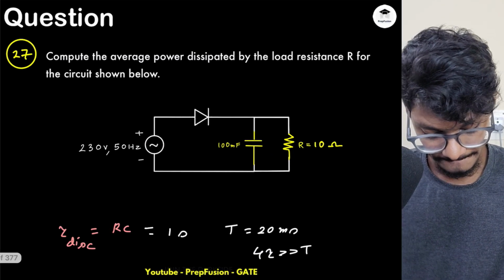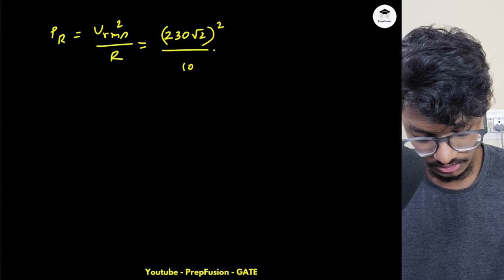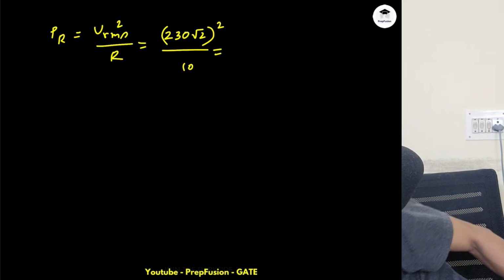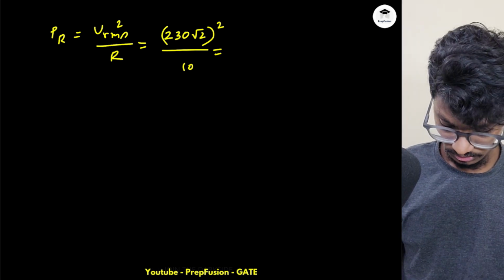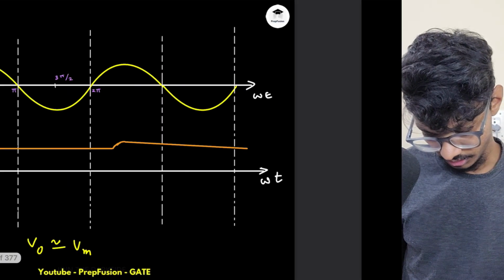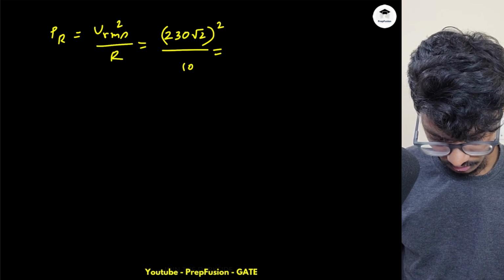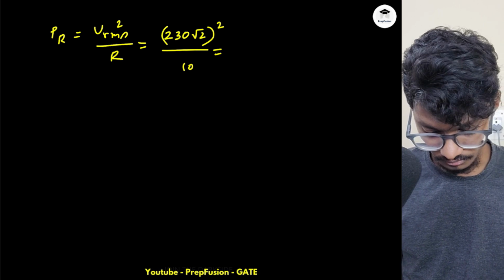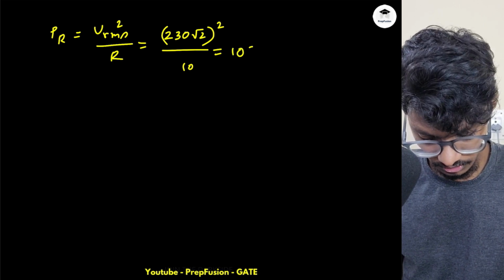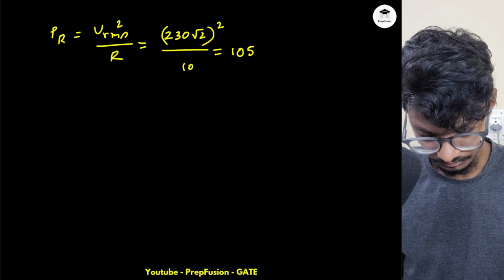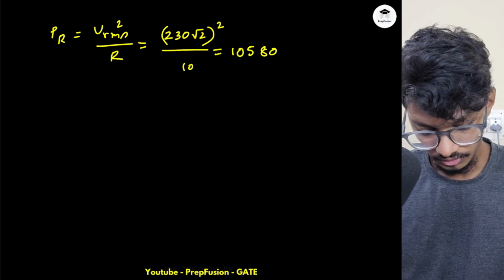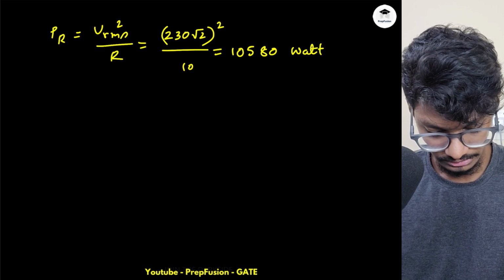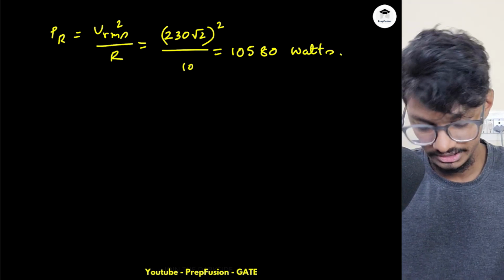What is R? R is basically 10 ohms. So what will this be equal to? Where is my calculator? Yeah, the calculator is here. It will be 230 into root 2, whole square, divided by 10. That is 10580. Okay, 10580 watts. So this will be the answer to this question.